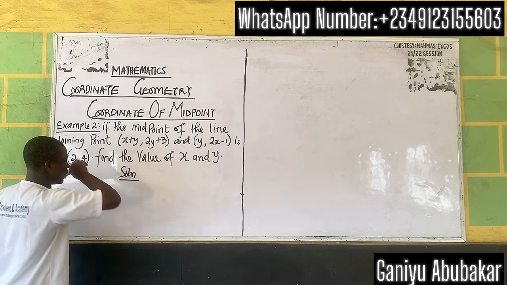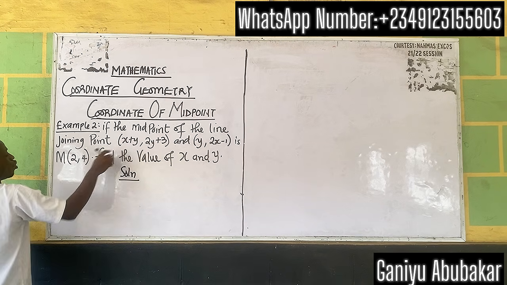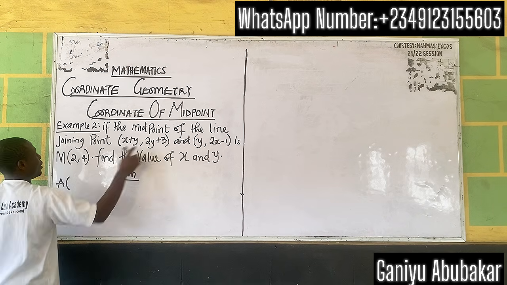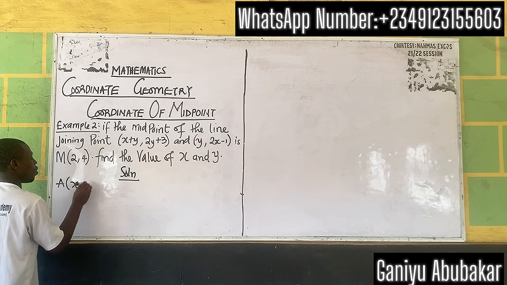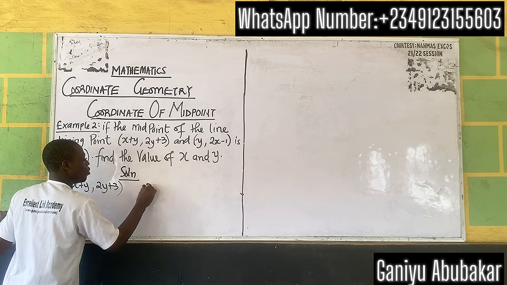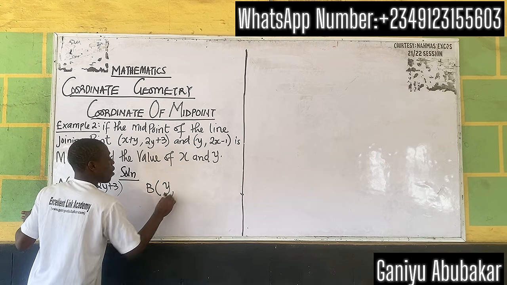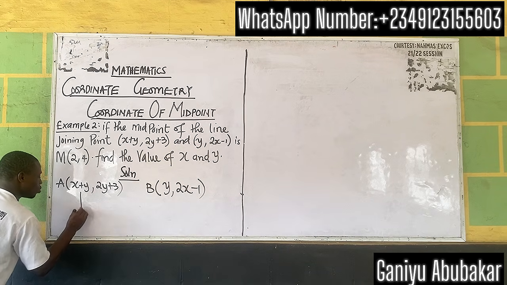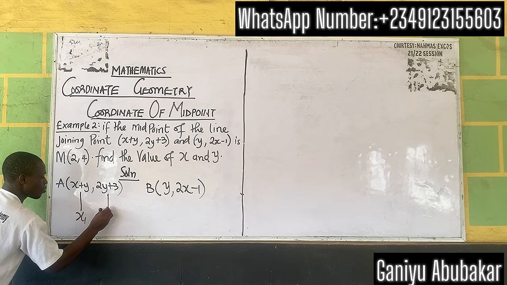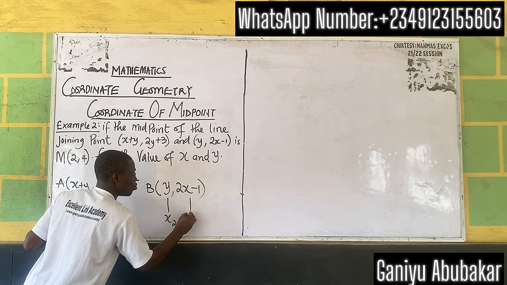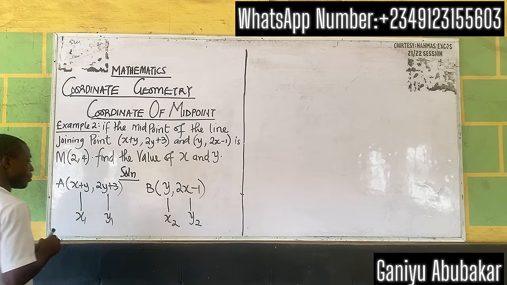Solution. First things first. The point given, let me call it point A. Point A is what? X plus y, comma 2y plus 3, and then point B is given by y comma 2x minus 1. So let's call this is 1. This one gives you x1, y1. This one gives you x2, y2. All right, I'm having this here.